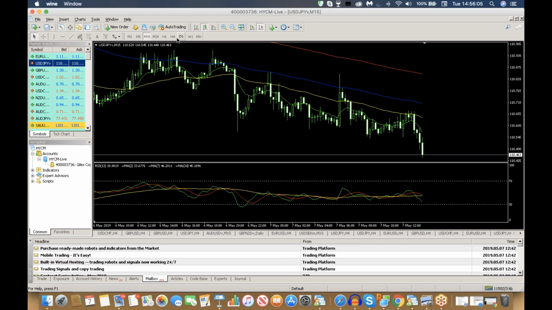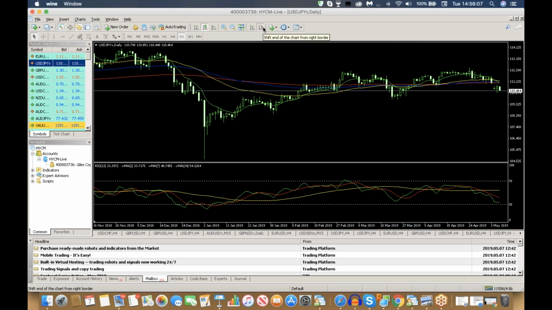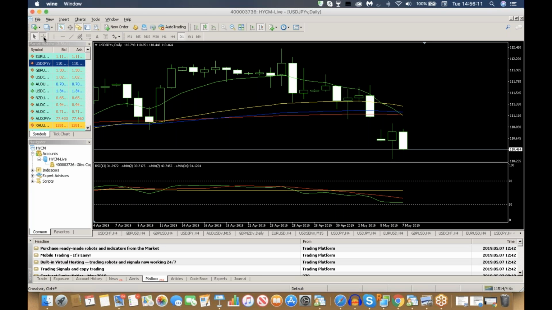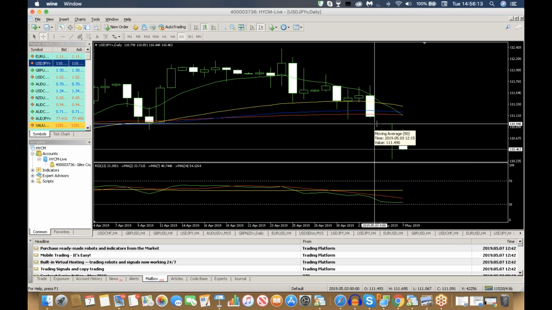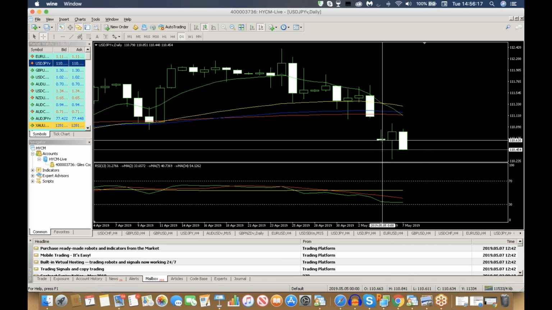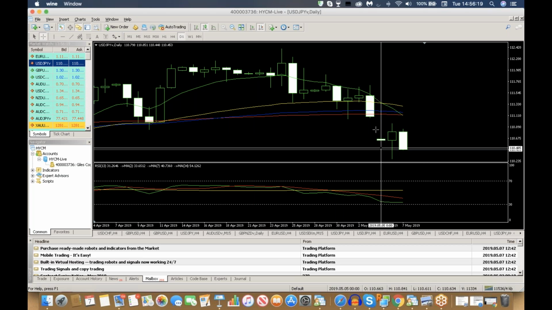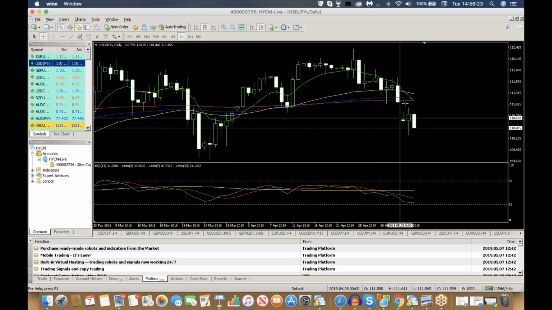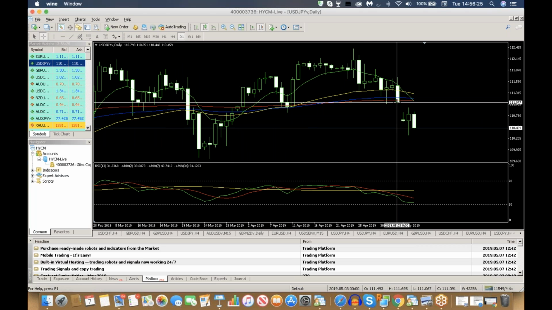Yeah, there we go. So this was the overnight candle on Sunday night. So here we saw the sell-off on Friday, okay?